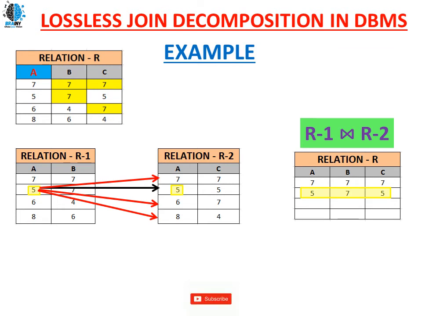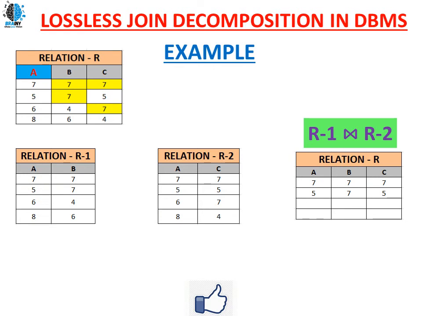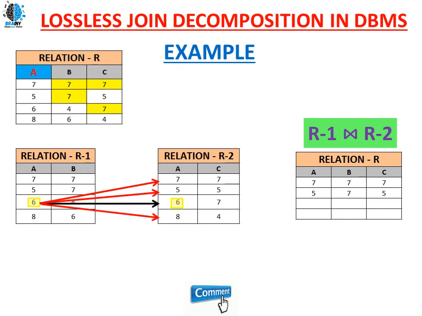So 5 is the value of A, 7 is the value of attribute B, and 5 is the value of attribute C. So I got this value in my second mapping of natural join. In the third mapping, let's see. In the third mapping of natural join, the common value is 6. So 6 is equals to 7? No. 6 is equals to 5? No. 6 is equal to 6? Yes. 6 is equals to 8?